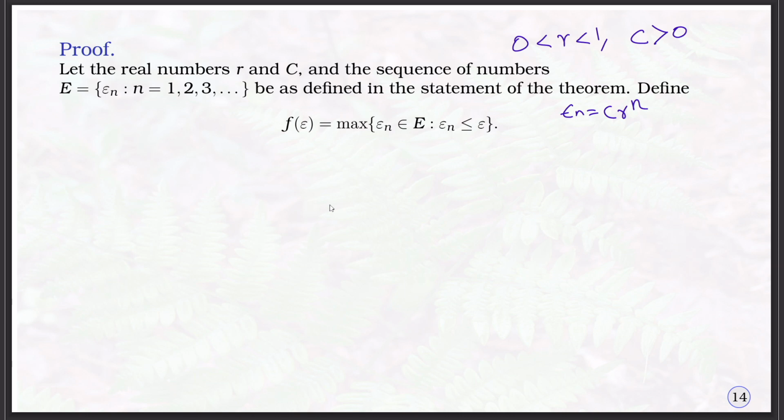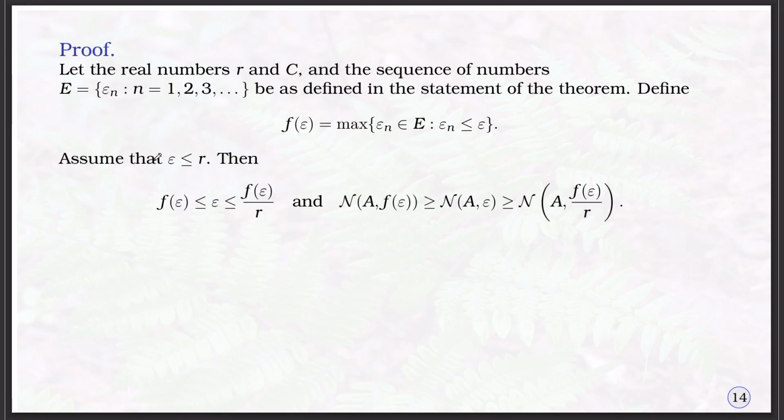power n. Then this f of epsilon is defined as the maximum of epsilon n belonging to this sequence E such that this epsilon n must be less than epsilon. For the given epsilon, this epsilon n must be less than epsilon. Then assume that this epsilon is less than r, where r lies between 0 and 1, assume that this epsilon is less than r.